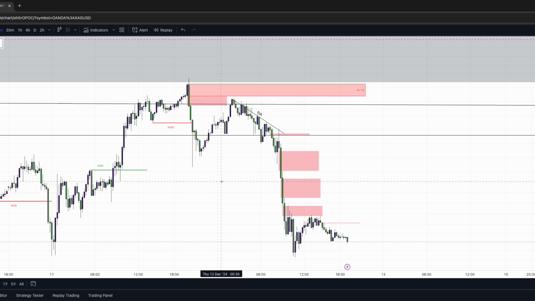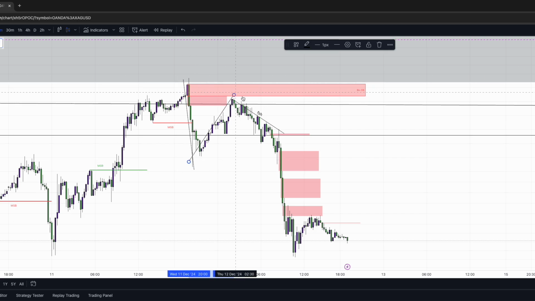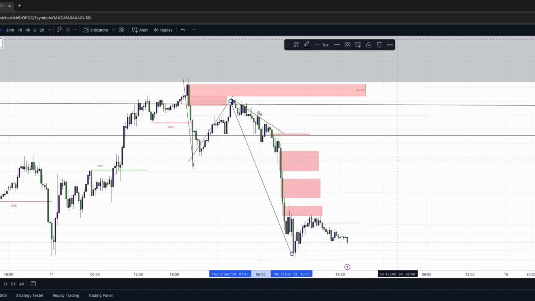Right? We have an impulse. We have the retracement. We're in the OB, and we just filled a fair value gap. We're failing to swing lower. We're gonna go down.